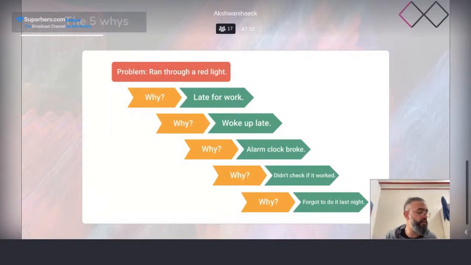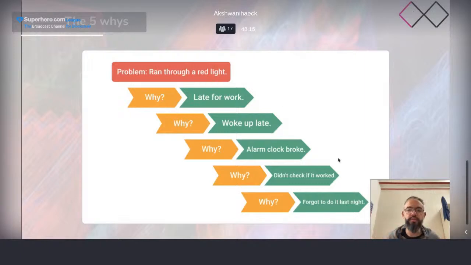This is a very well-known technique, the five whys. When you have a problem, when you have a challenge, you just ask yourself why you have that problem. To that answer, then you ask again a why, and so on and so on, and you start breaking down the root cause of that problem. So this is just a way to help you focus on the right problem.